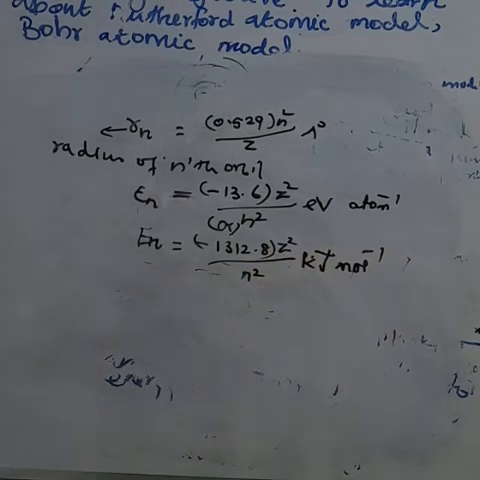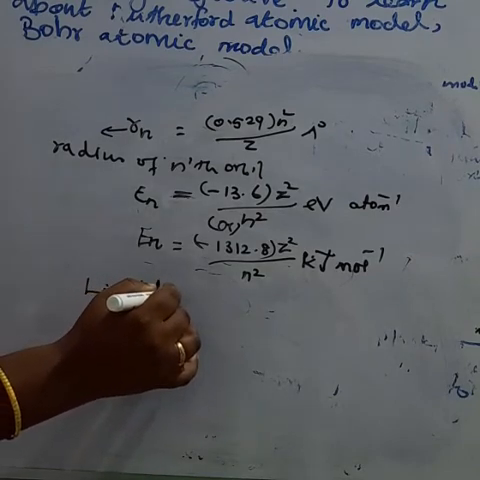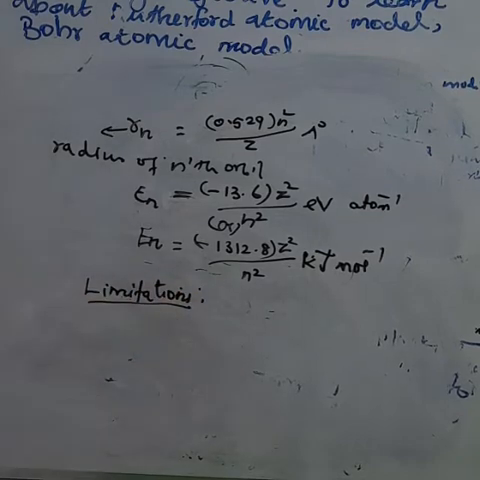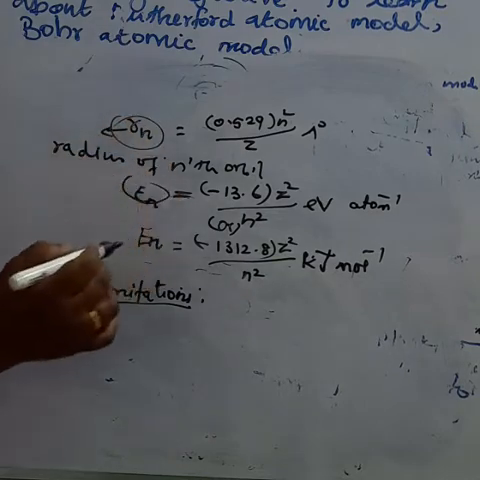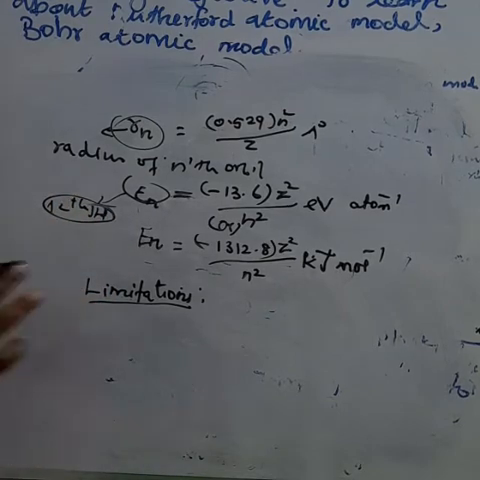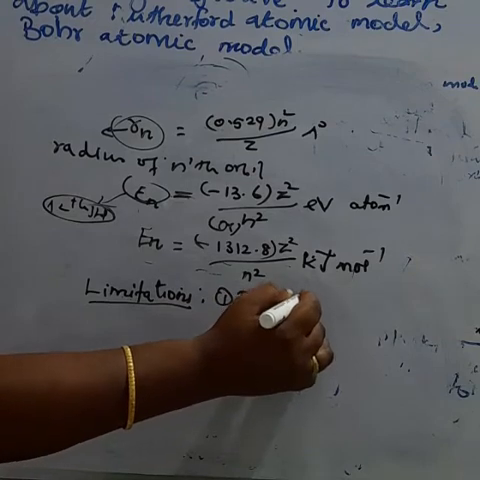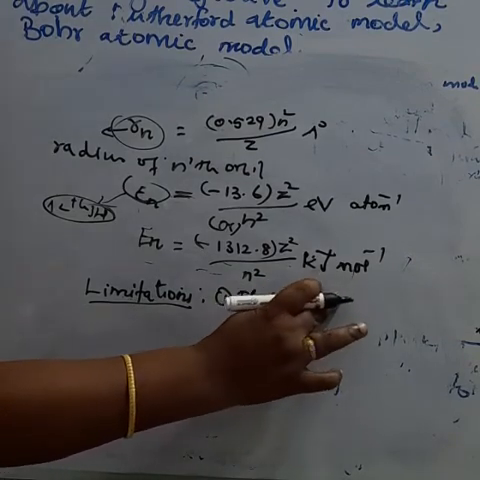Okay, and then what are the limitations of Bohr's atomic model? Here also there are limitations. The detailed derivations about rn and En will be discussed in 12th standard atomic physics units. Whatever limitations there are, first, it is applicable only to species having one electron.